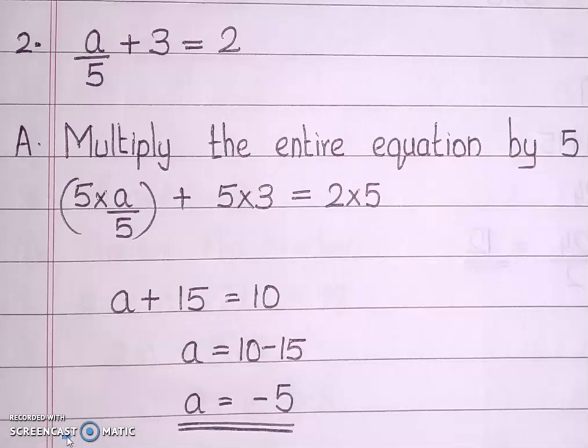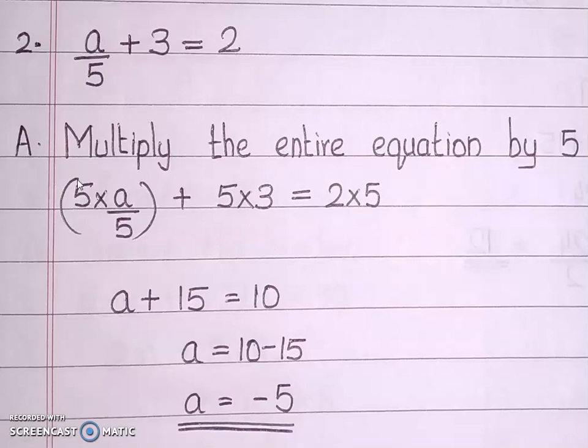Second one, a by 5 plus 3 equal to 2. Which is the denominator here? 5. So you will multiply the entire equation by 5. You can see the step here: 5 into a by 5 plus 5 into 3 equal to 2 into 5. Each and every term I am multiplying by the denominator.